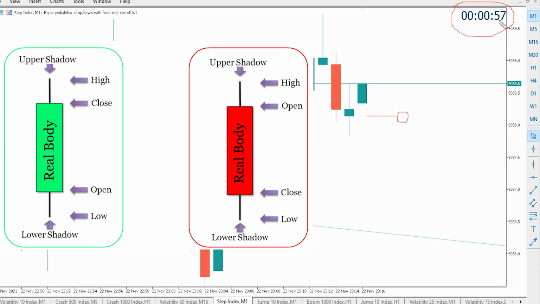Now the time I've reset again. Now a new candle has begun to form. This time around, this is the open of this candle. Let me get rid of the previous one so that you don't get confused. So this is the open of this particular candle, and this candle will continue to go up and down until this time finishes and resets to 1 minute.